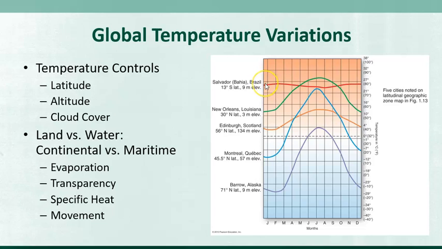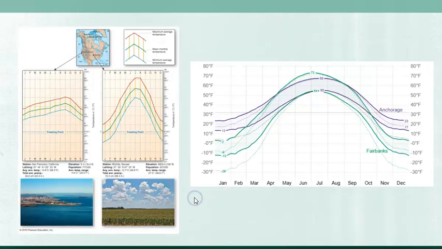Some places, especially equatorial areas, have very little temperature fluctuation whatsoever. Not only do these tend to be maritime areas, but they're also areas that are always getting really good quality light. Here's a couple of other examples.